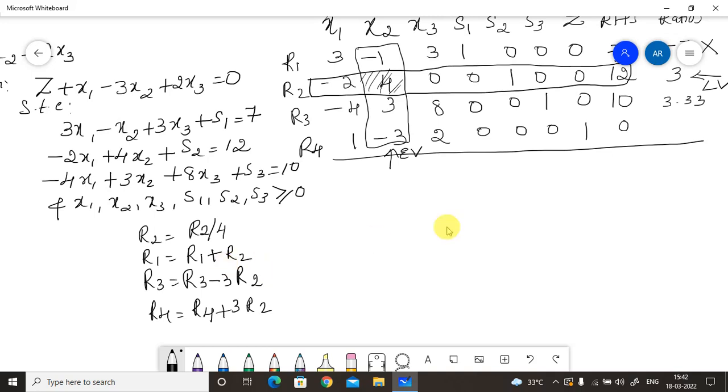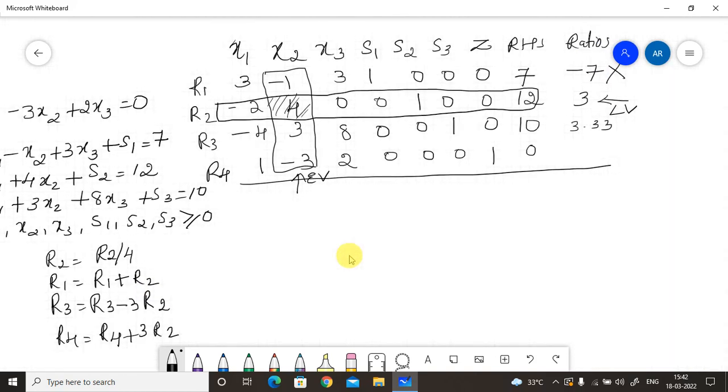Now let us consider these formulas and apply them to all the rows here, and we will get an improved solution. First of all we'll fill the second row first. This will become minus half, right? Minus 2 by 4 gives you minus half, and 4 will become 1. These two values are always 0 because 0 divided by anything is 0, and then 1 will become 1 by 4. This is again 0, here also 0. 12 divided by 4 is 3. So we got the second row.